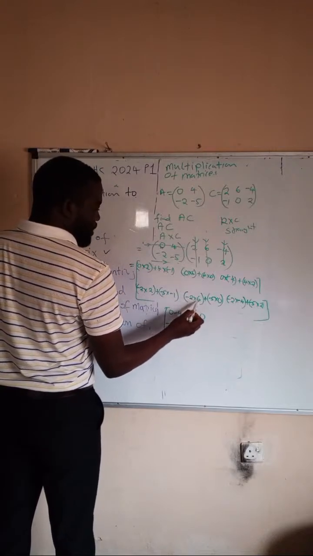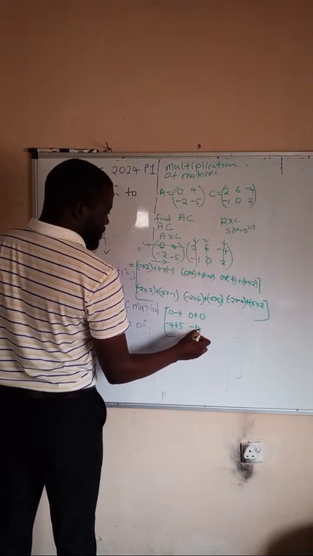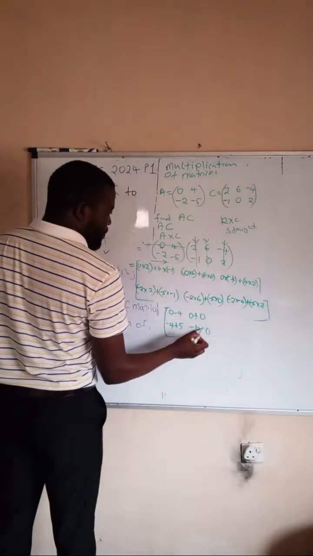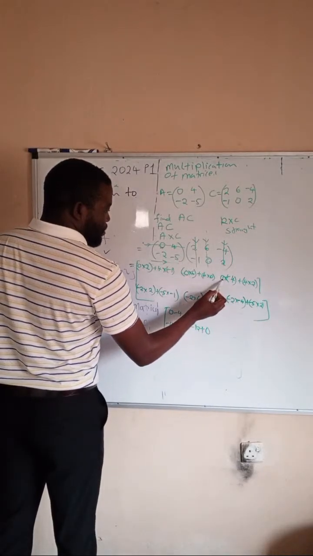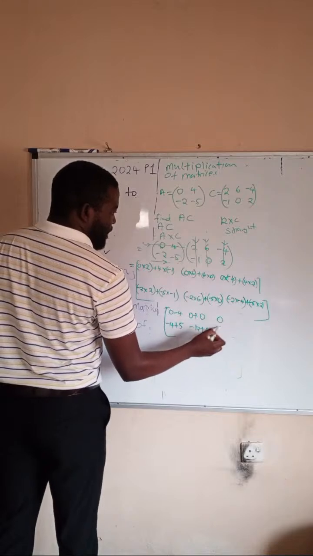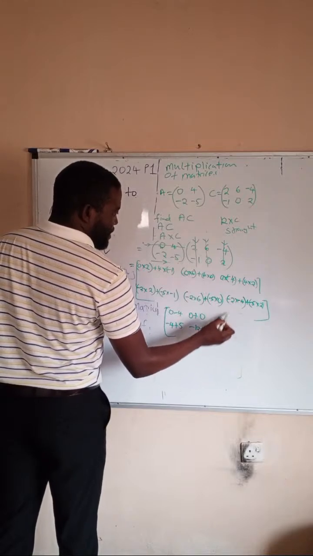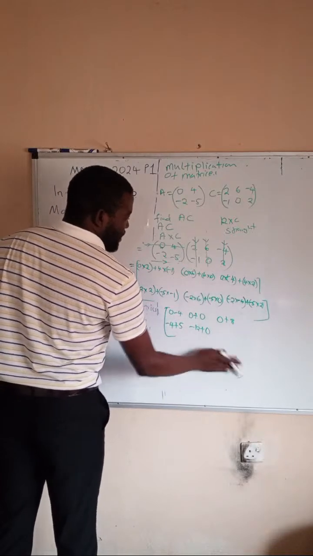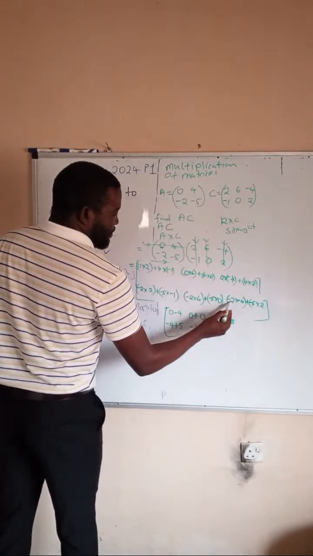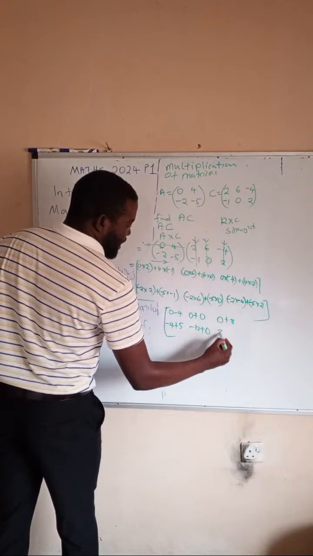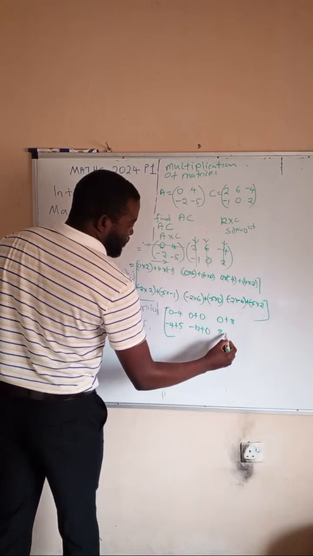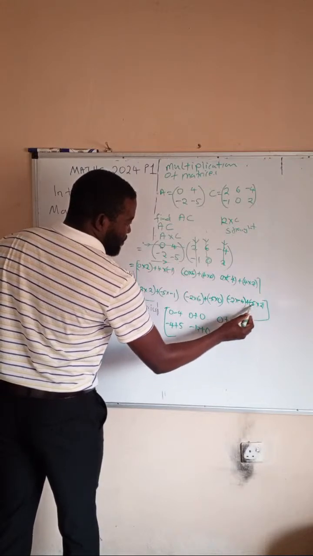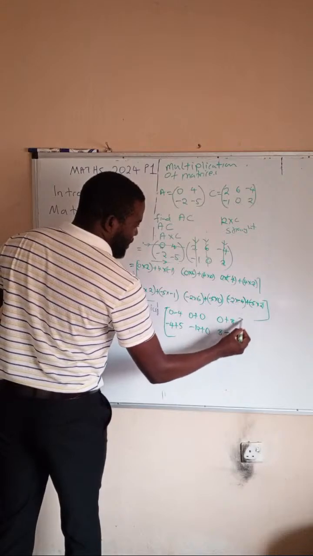Negative 2 times 6 is negative 12, plus negative 5 times 0, which is 0. Any number times 0 is 0. Plus 4 times 2 is 8. Negative 2 times negative 4 is 8. A positive times a negative gives you a negative. 5 times 2 is 10.